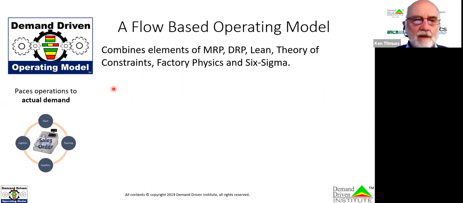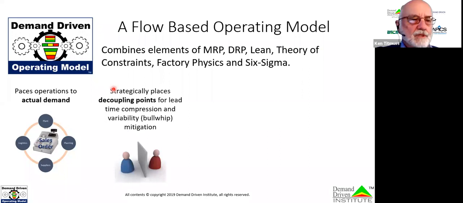And this operating model, first of all, is going to be paced to actual demand, not to a forecast, which we know is inaccurate. It's going to be paced to actual requirements coming from the customer. Secondly, we're going to strategically decouple points in the supply chain for lead time compression and to mitigate that bullwhip effect.